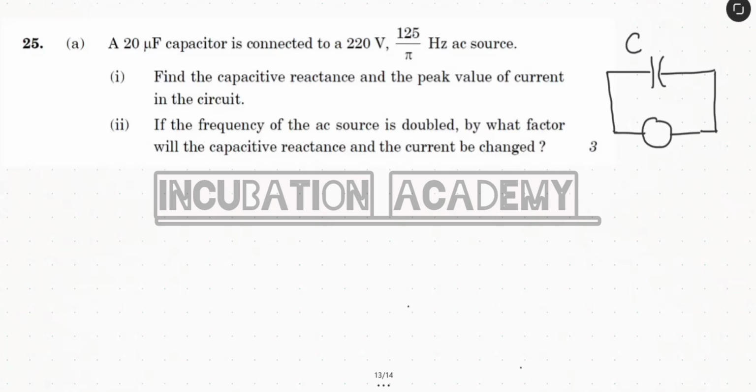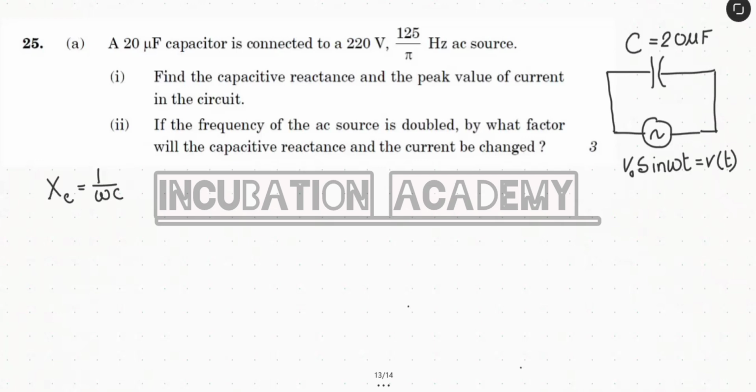Its peak voltage value is fixed, but it changes sinusoidally with a particular frequency, that is, V equals V0 sin omega t. So this is my AC source voltage. The capacitance of the capacitor is given, and that is 20 microfarad. Now what is asked in part 1? Find the capacitive reactance.